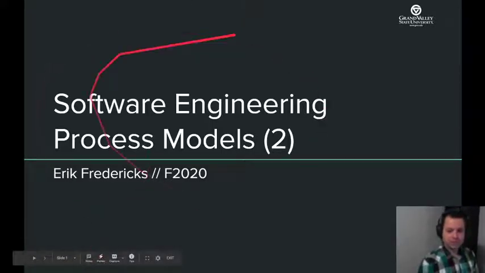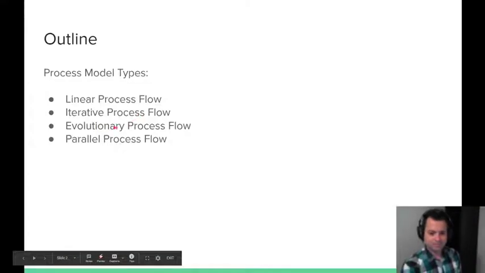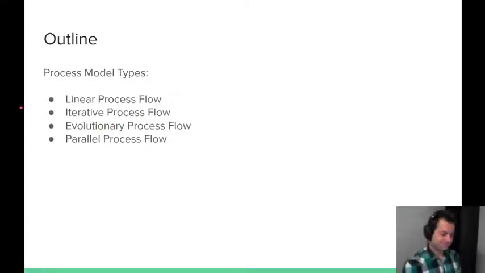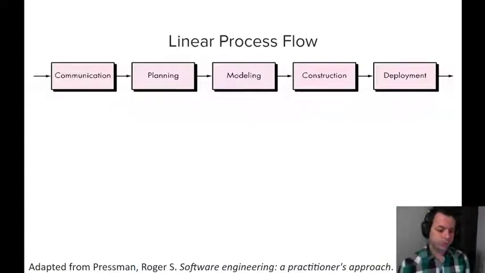Let's get my pointer. Everybody loves the red pointer, he said sarcastically. All of these models we've looked at can be categorized into a handful of different types. We have a linear flow, an iterative flow, and evolutionary, where we evolve our processes and artifacts as we go. And then we have parallel, where we just dive off the deep end into letting everybody do their own thing. So let's look at linear first and foremost.